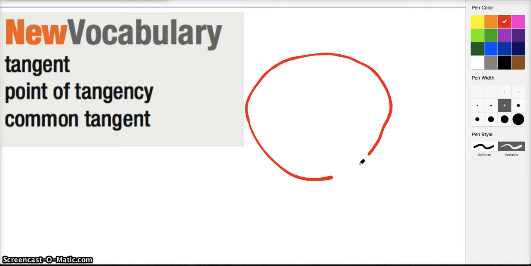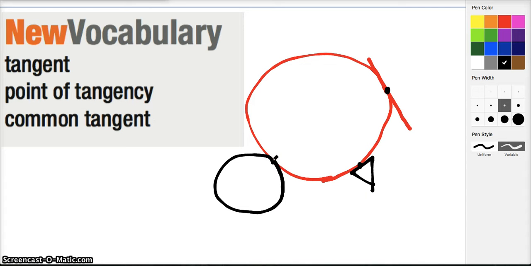If I have a circle and I have a line that passes right through one point on the circle, I know that's hard to see, but let's pretend it just goes through one point. That is called a tangent. So a tangent of a circle could be a line or a segment, or you could have a triangle that's tangent to a circle. You could have circles that are tangent to one another. Lots of things could be tangent to a circle. It just means that it intersects the circle in exactly one point.